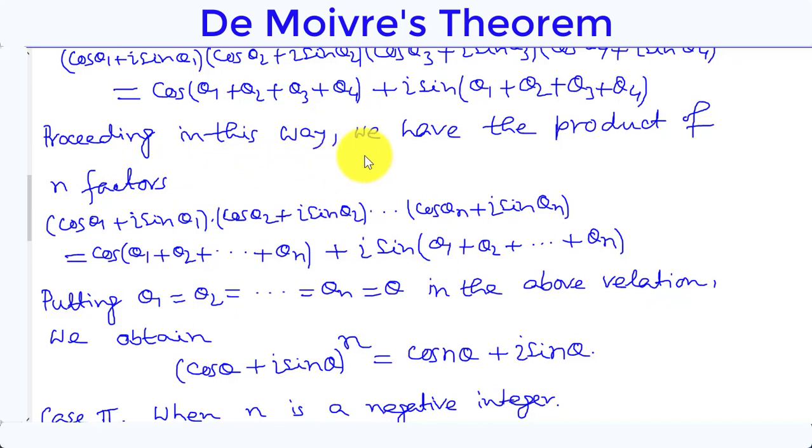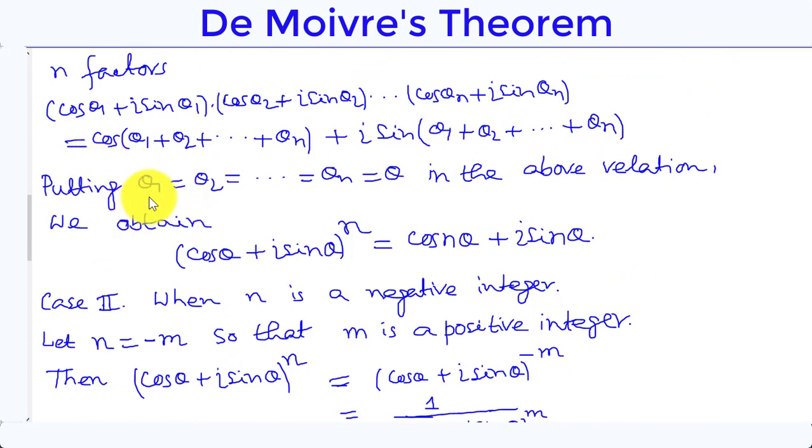Proceeding in this way, we have the product of n factors, (cos theta 1 plus i sin theta 1) into (cos theta 2 plus i sin theta 2) up to (cos theta n plus i sin theta n) is equal to cos of (theta 1 plus theta 2 plus up to theta n) plus i times sine of (theta 1 plus theta 2 plus up to theta n).